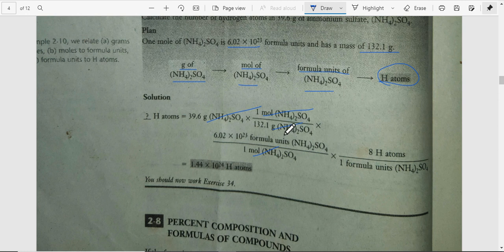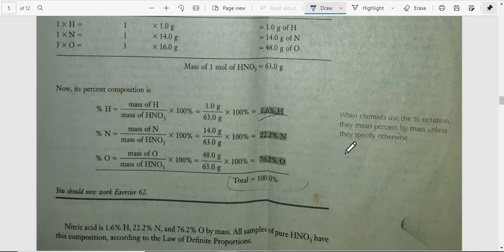Okay, so again you look at the digits or subscripts so you know how much to multiply. You have here (NH4)2. Therefore, if you multiply the 2 inside, you will have 8 hydrogen atoms. Therefore, in every 1 formula unit of your ammonium sulfate, you have 8 hydrogen atoms. So this cancels out. So how do we solve this? Simply multiply 39.6 times 8, then divide it by 132.1 grams.